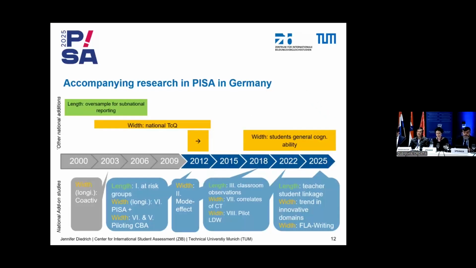This is a short and incomprehensive overview of the additional accompanying research that we've done with a sample or with a data set. For example, in terms of the length, we had subnational reporting up to PISA 2006, which meant an oversample. For the width, an example that was longer running was a national teacher questionnaire up until the point that it became an international option. The gray means that this was before the PISA National Center moved to Munich, so I won't get into detail on those.